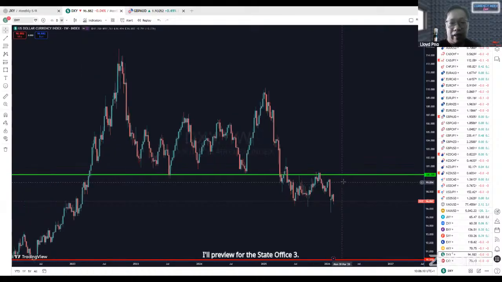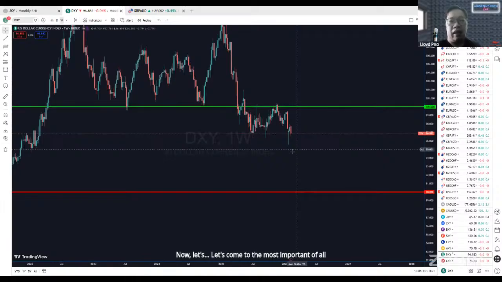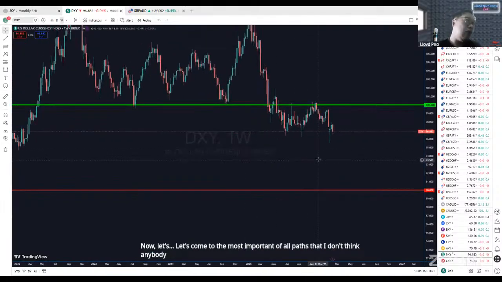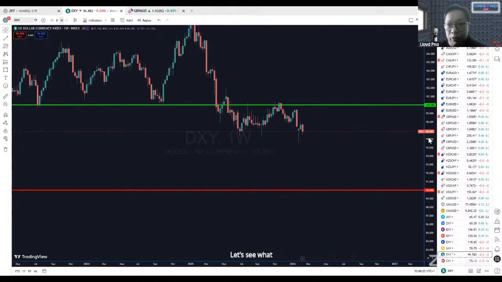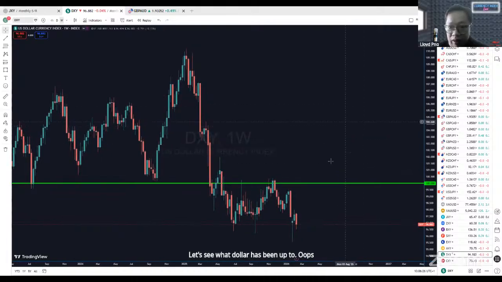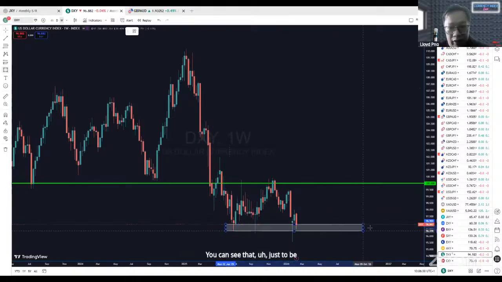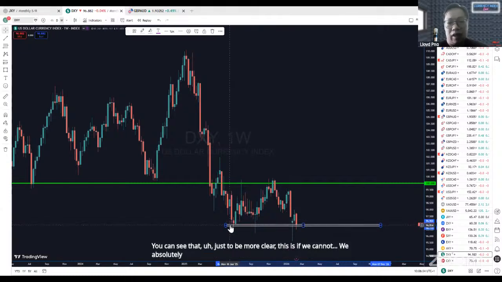Now let's come to the most important of all pairs. I don't think anybody would say that I'd rather not trade the dollar, because it's really so price heavy against everything. Let's see what dollar has been up to. Now, you can see that just to be more clear, we absolutely cannot ignore this horizontal level. See, it has rejected once, twice, third time.